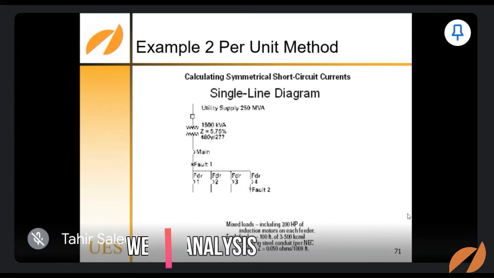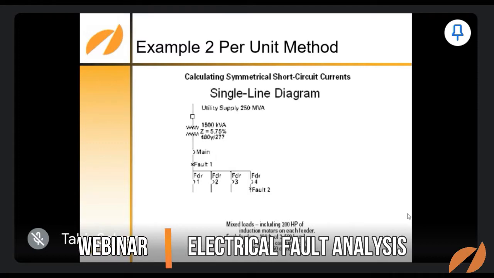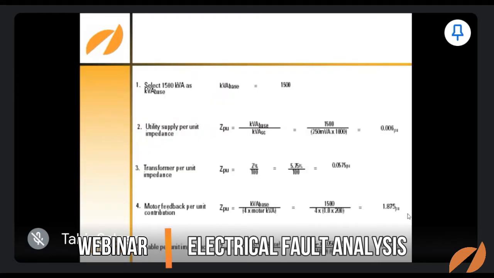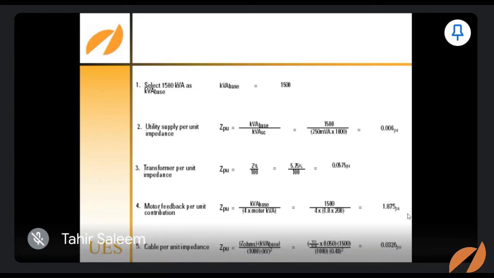So the fault is at the bus bar level. Feeder 1, feeder 2, feeder 3, feeder 4. In the calculation, the kVA base is equal to 1500. We have selected it. Utility supply per unit impedance is kVA base upon kVA short circuit, which is taken in this system as 250 MVA. So this comes out to 0.006. Transformer per unit impedance is 5.75 divided by 100, 0.0575.